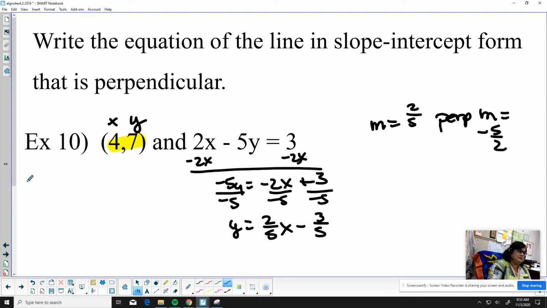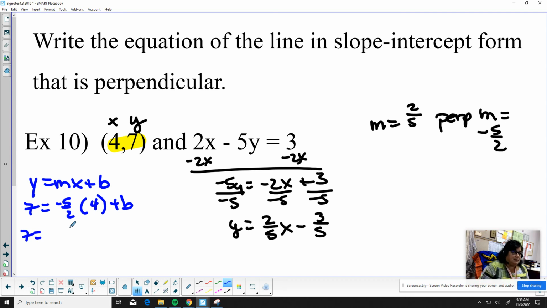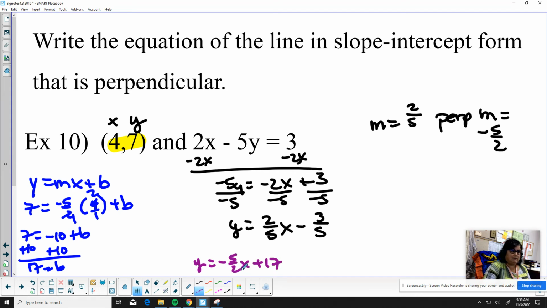So if I plug it into the generic slope formula, y would be 7, m is -5/2, x is 4 plus b. And I can use my Desmos calculator to come up with it. Or I can do canceling like I learned in middle school. That's a 1 and that's a 2. So that's -10. Add 10 to both sides. So B is 17. So my final answer then would be y equals -5/2 x plus 17.